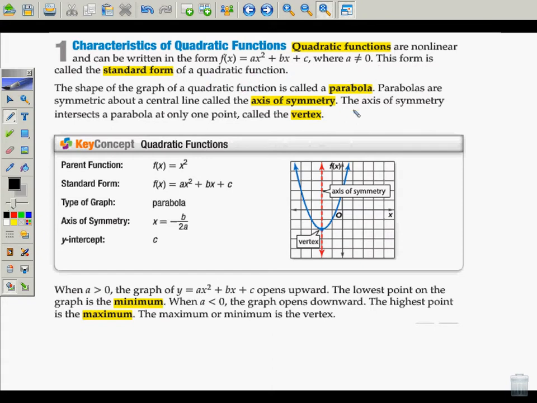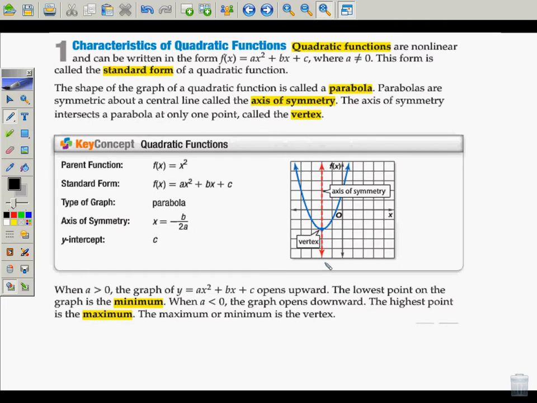We call the shape of a quadratic function a parabola. Okay? A parabola is this curve right here. This blue line is an example of a parabola. They are symmetric around a central line called the axis of symmetry. This red line would be the axis of symmetry.